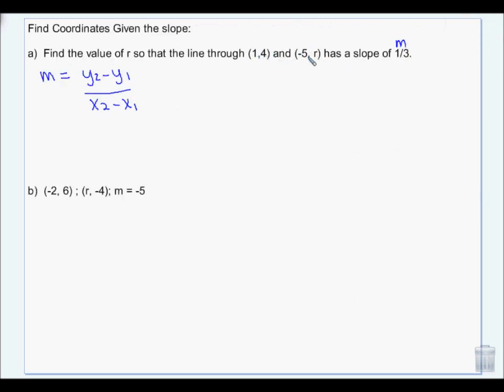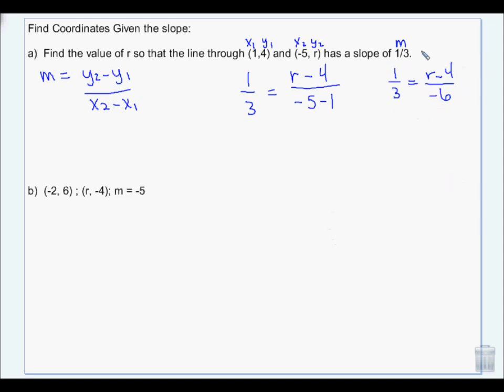Given points, but with a missing coordinate. Okay. So I have x1, y1, x2, y2, and the slope is m. So I'm going to plug in what I have. So that's r minus 4 over negative 5 minus 1. Then I'm going to simplify it as much as I can. So negative 5 minus 1 is minus 6.